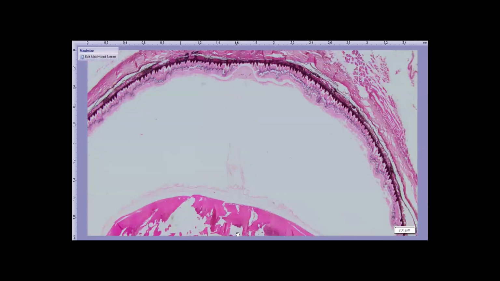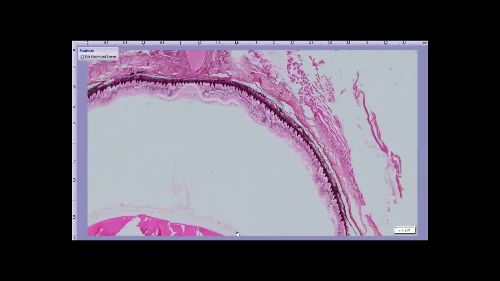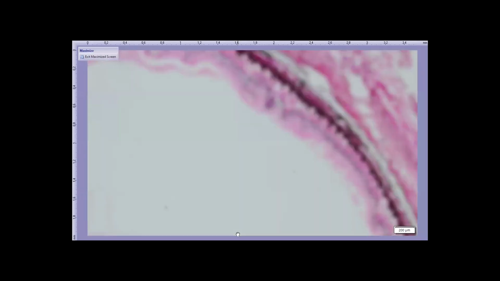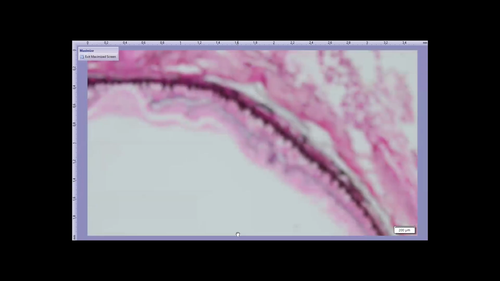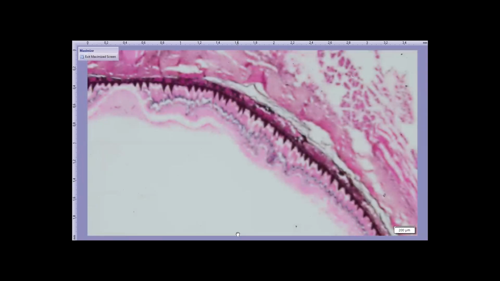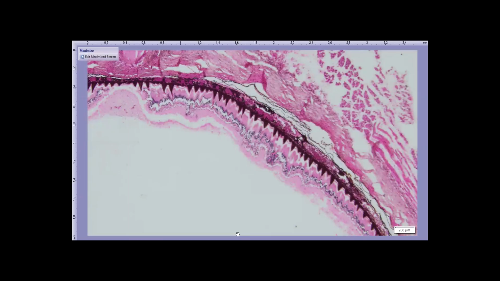And I'm going to show you. That's not the best preserved specimen in the world. The retina is kind of fractured, but what do you notice about the back of the eye? It's corrugated. And the part that's corrugated is the choroid.